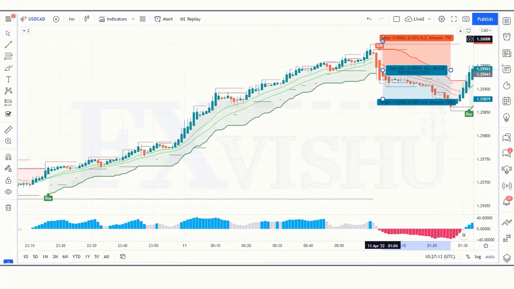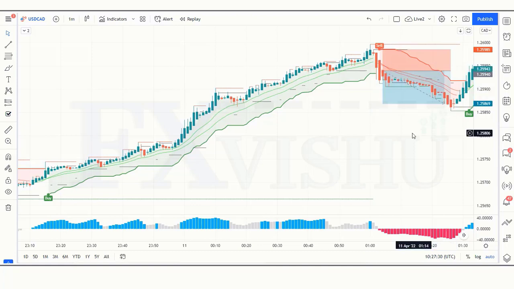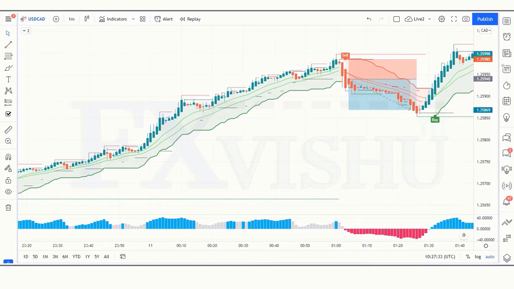Our stop loss will be placed at the market last high black line. And the risk to reward ratio will be 1:1.5. We have won the trade. Let's find the next trade.